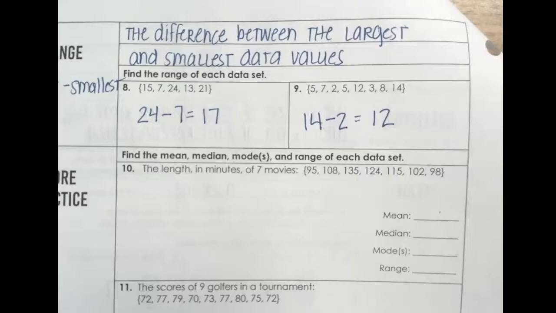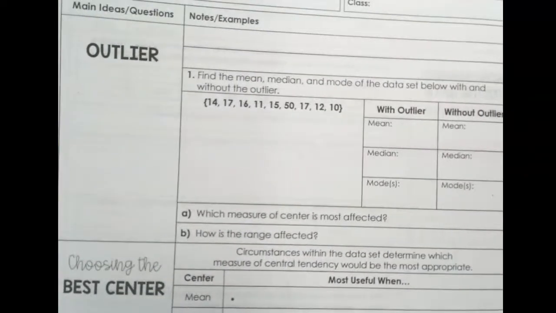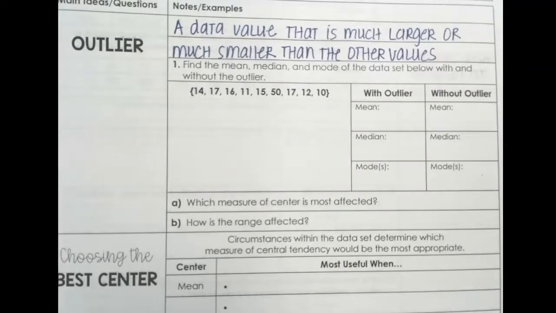But let's take a look at our outliers here. An outlier is a data value that is much larger or much smaller than the other values. Soon we'll talk about how do you determine something that is much larger. How do you decide what that number is? There's a way to do that, and we'll talk about that later. But it also has an effect on the numbers that we would report about the center of the data, and maybe which number we want to use. So let's find the mean, median, and mode of this set of data with and without the outlier.